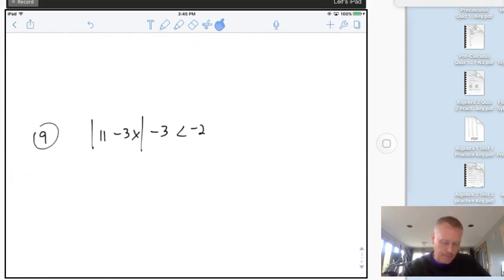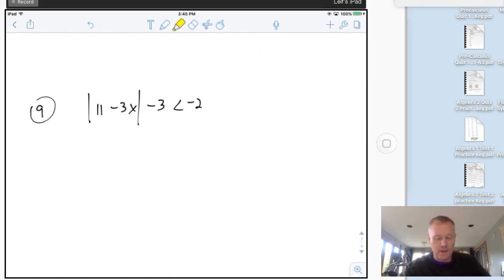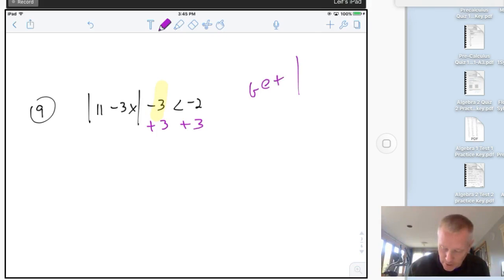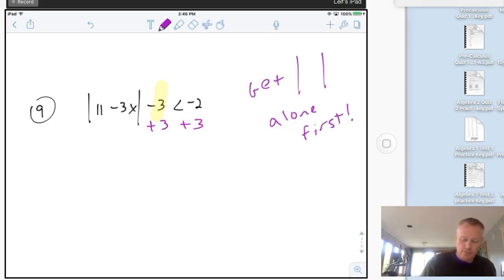All right, this one. Here's the common mistake. Kids go, you want to make sure you get that absolute value alone before you start tackling it. Okay, so the first thing you want to do is get absolute value alone first. Okay, so once I do this, then everything's going to fall into place nicely.